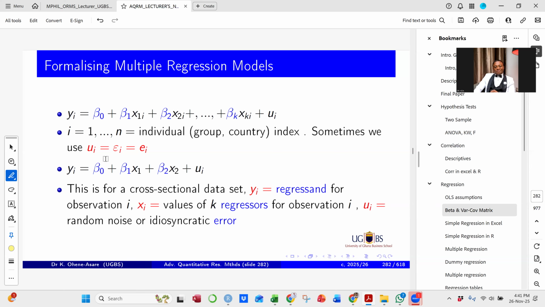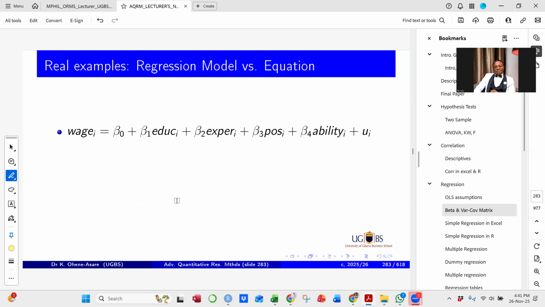Now, the dependent variable is also called regressand, and the independent variable is also called regressor. So there are more regressors, but one regressand. Write it down.